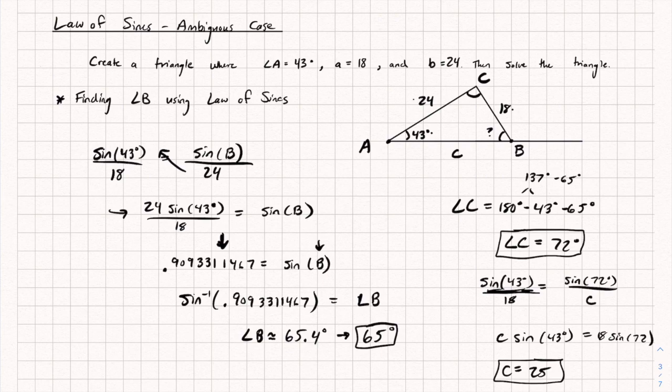Now, here is where and why this is called the ambiguous case. When we went through and found that sine of B is equal to this decimal, 0.909331147, remember what this is asking me to do. What this is telling me to do is to find an angle that when I take the sine of it, I get this positive number. Well, think back to a unit circle and ask yourself in which quadrants will sine ever be equal to a positive number? Hopefully you're recalling that that happens here in quadrant 1 and it happens here in quadrant 2.